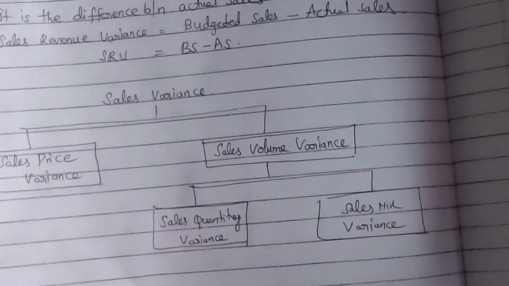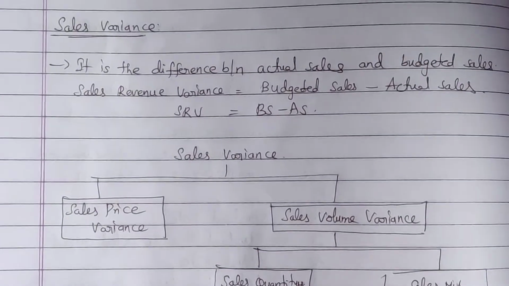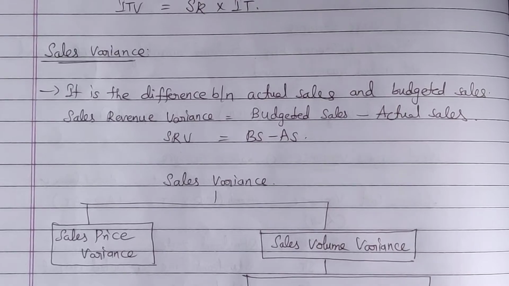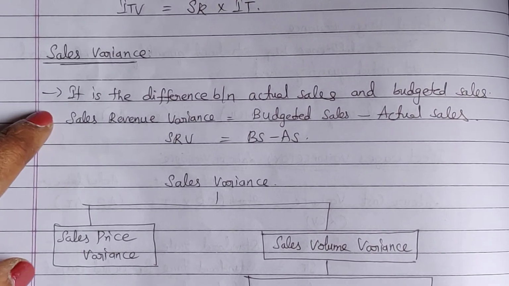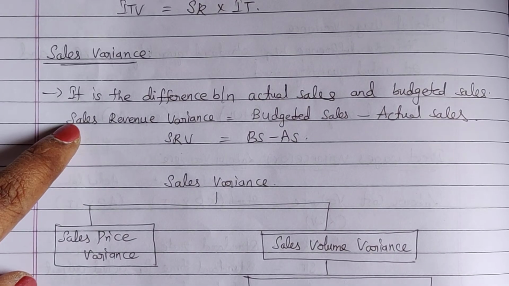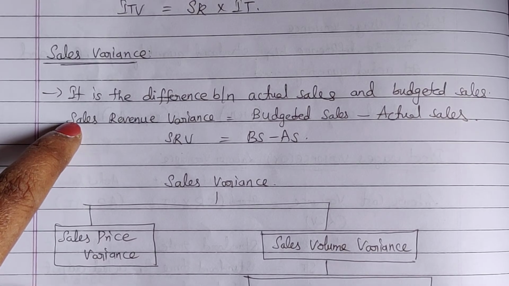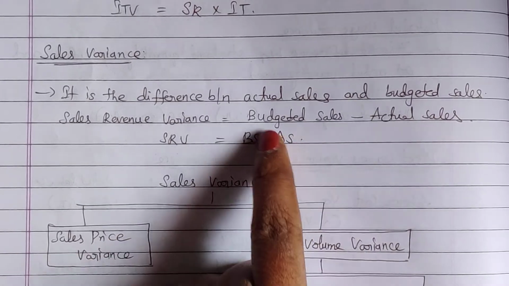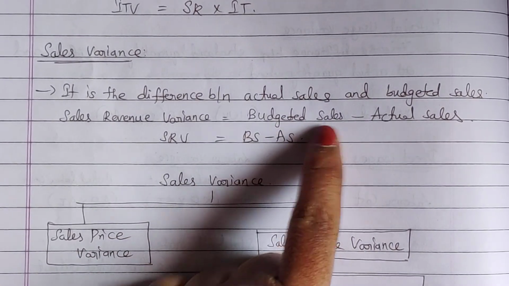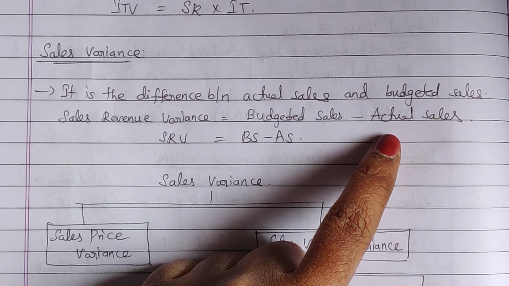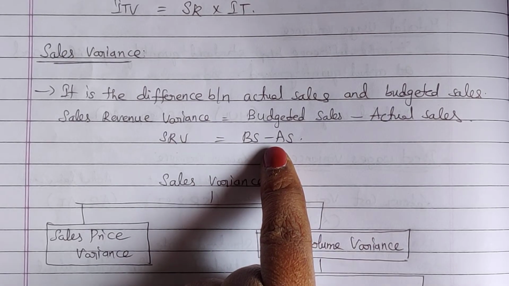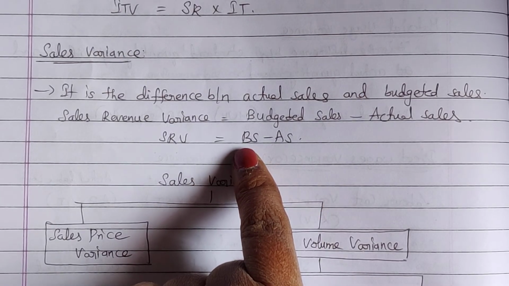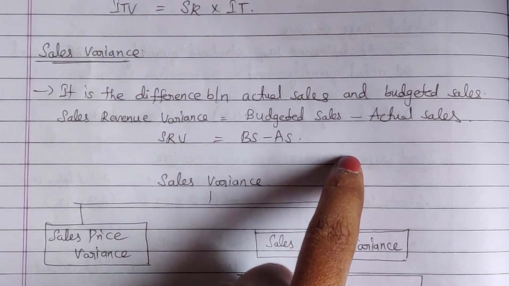So next we will calculate the sales variance. It is the difference between actual sales and the budgeted sales. So here we can find out the sales revenue variance, that is actual sales minus budgeted sales. Budgeted sales means standard sales. So here if we get actual sales higher than the budgeted sales, then it is favorable. Make a note of this.